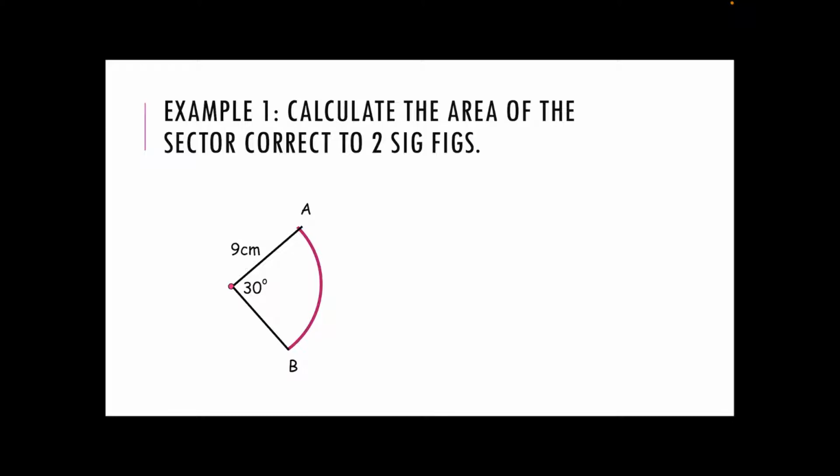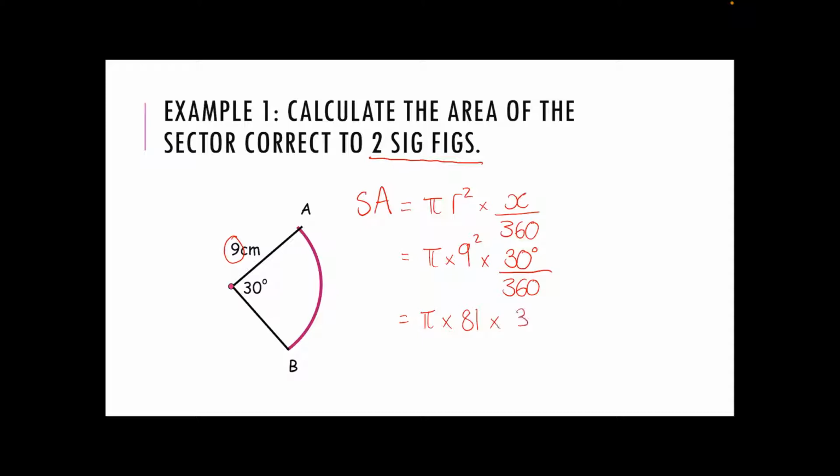So example number 1, we've been asked to calculate the area of this sector correct to two significant figures this time. So we're going to need to be careful with our final answer. So sector area is pi r squared times by our angle out of 360. So my radius this time is 9, so I can sub that in straight away. And remember, it is only our 9 that is being squared. Our angle is the 30 degrees and we are dividing it by the 360. That means we are doing pi times by 81 times by 30 and then dividing by 360.